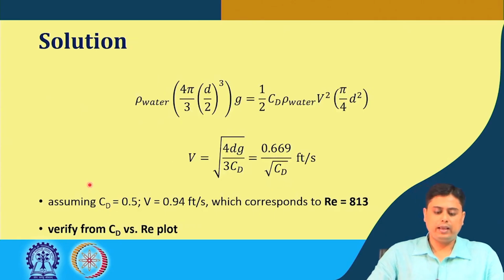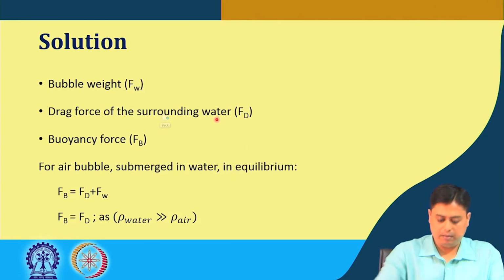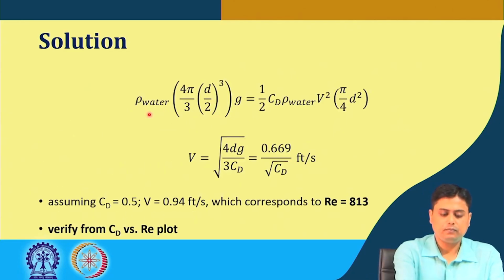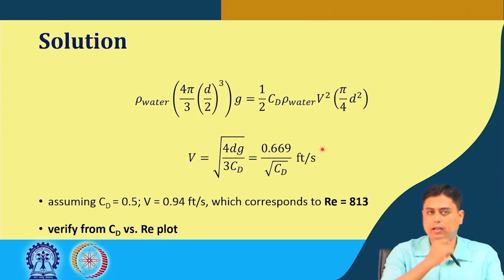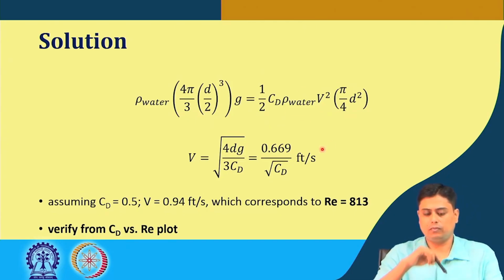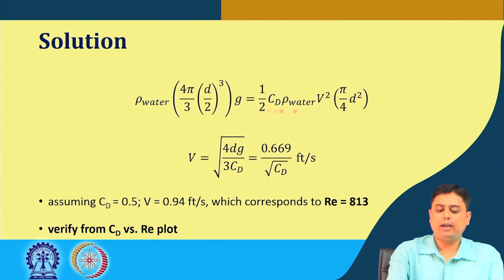And then, similar to our previous problem, we replace these parameters. This is our Fb, which is the buoyancy force acting on this air bubble, and this is the drag force that is acting on the air bubble. Okay. So if we simplify this, we find an expression of V.